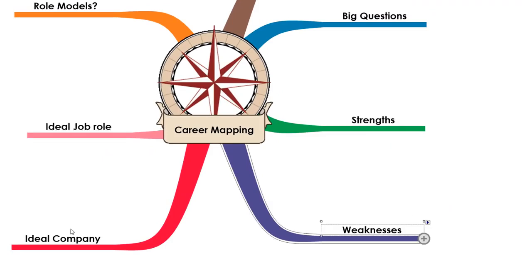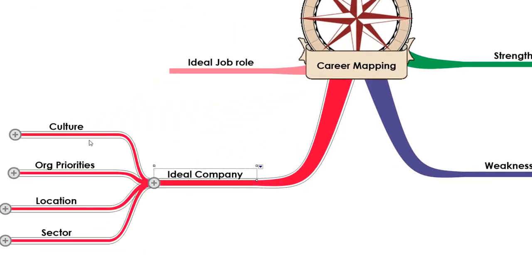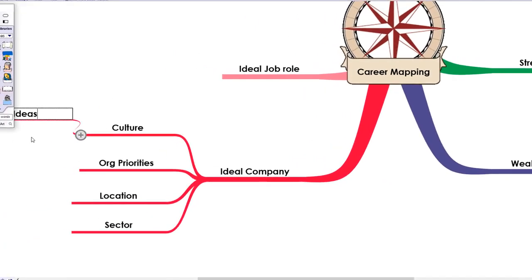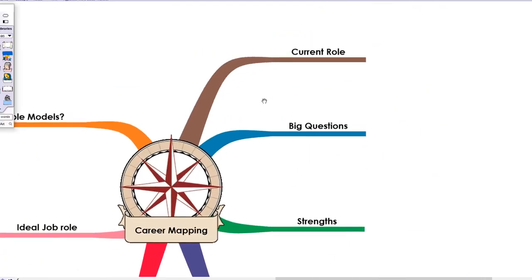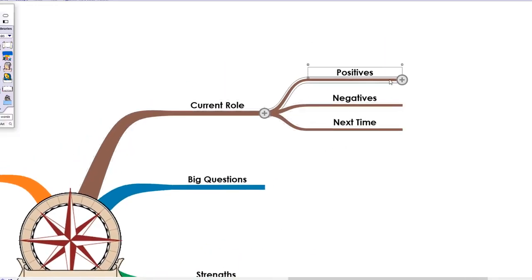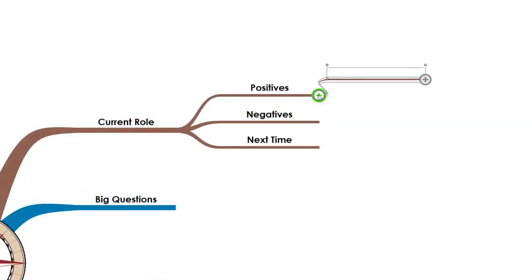If we wanted to start our process by brainstorming about the ideal type of company we want to work for, we can zoom in on this section of the mind map, open up the subtopics beneath, and start to capture our ideas. However, for this example, we're actually going to start up here in this section, reflecting on our current role, and use the mind map to capture some initial ideas about the positives and negatives of the job we currently do.